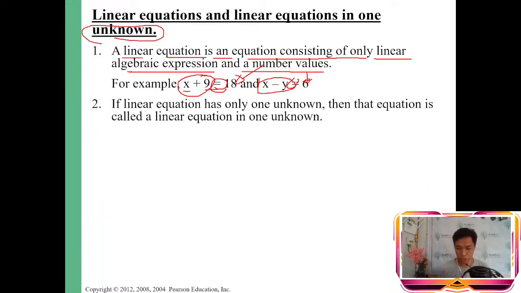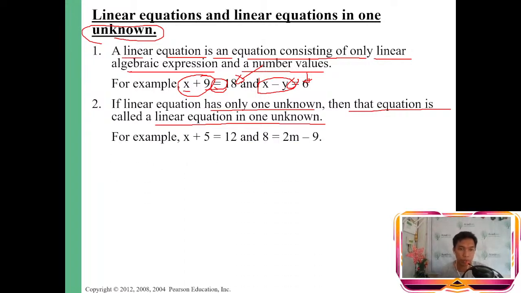Next one, number 2. If a linear equation has only one unknown, then that equation is called a linear equation in one unknown. Take note, we call it one unknown because we also have two unknowns, but today, one unknown only. Example, x plus 5 equals 12. That is one unknown because we have only one x. And another one, we have m. That is only one unknown.